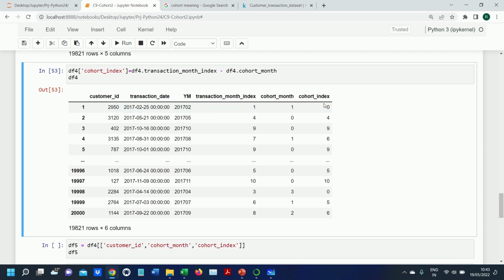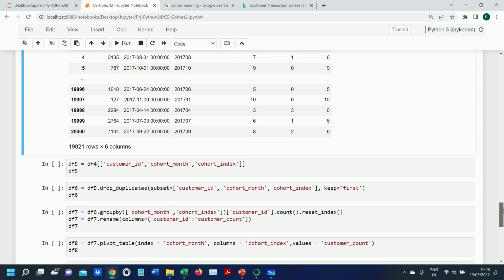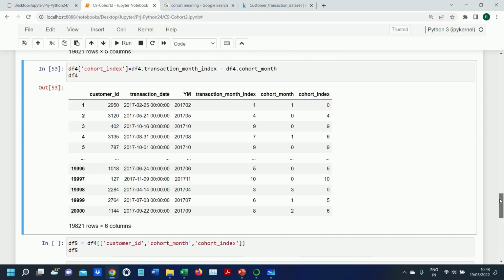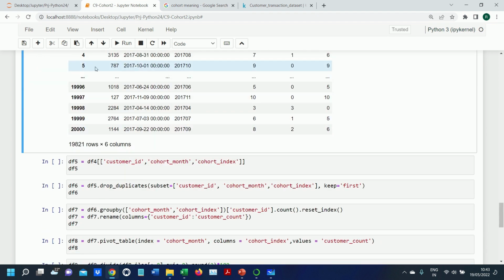So we consider this the cohort index, and the month when they joined is the cohort month. The month in which they performed the transaction with respect to their cohort month is your cohort index. So only these 3 are important for us now: customer ID, cohort month, and cohort index.